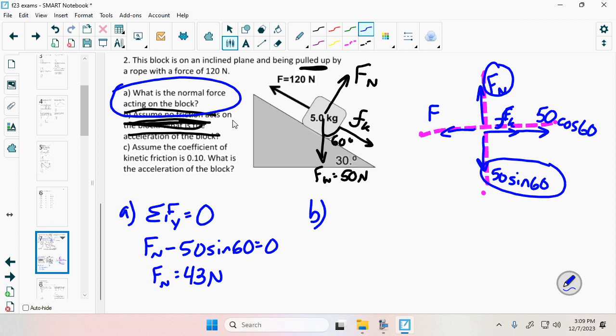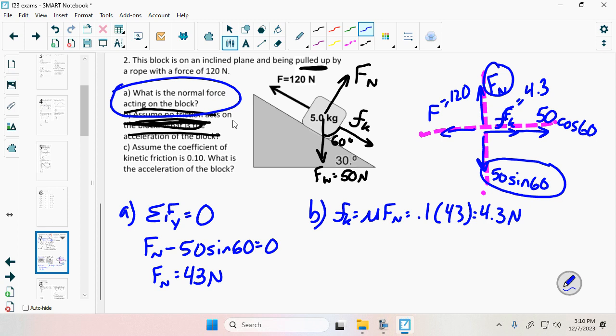And then for the second part, the first step will be to find the kinetic frictional force. Fk is equal to 0.1, that's mu, times the normal force. Let me put in the numbers. Mu times the normal force, that's 0.1 times 43, that's 4.3 newtons. That's this force, 4.3. I know that this force is 120, and I know the x component of the weight.